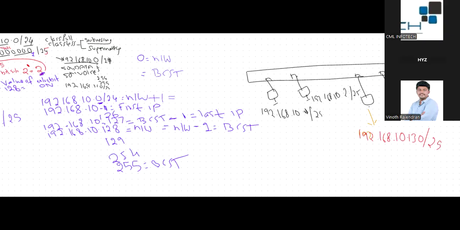So this is, let's say, 131.25. Okay. So this will become under one network, and this will become under another network. Okay. Hope you understand.